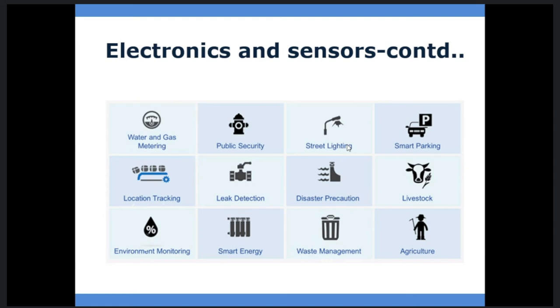That is the application. It is not restricted to water, public or street lighting, or location tracking, any of these. It's about making a system that should work for you. That is the application area. So here, water and gas metering, and we don't have any physical contact with the electronics.